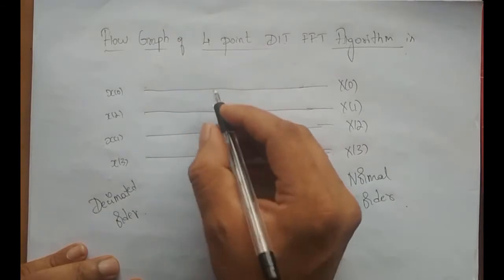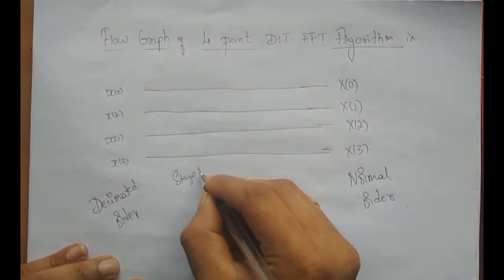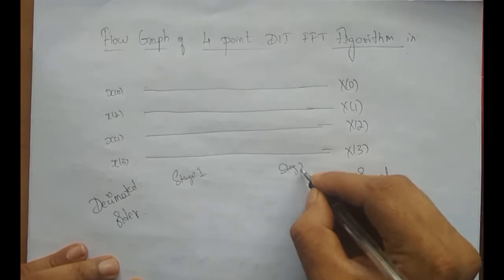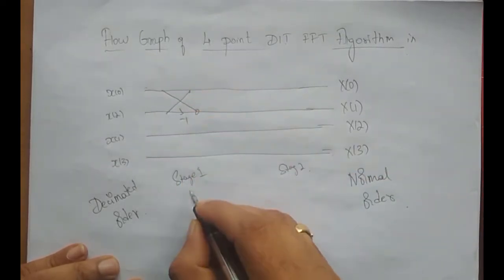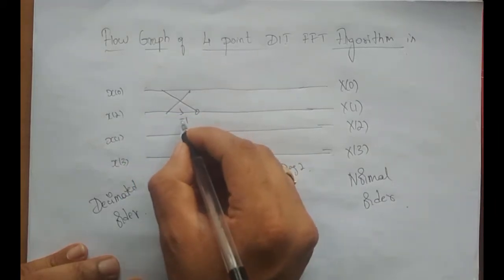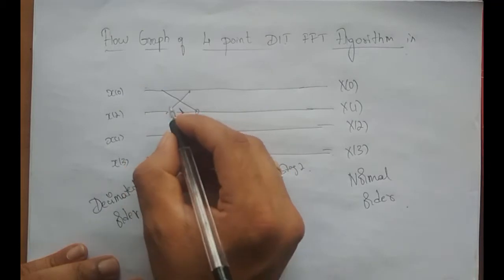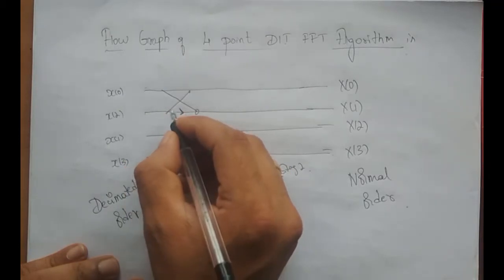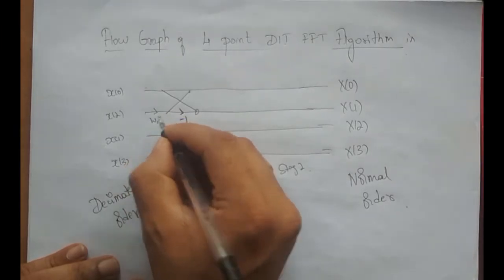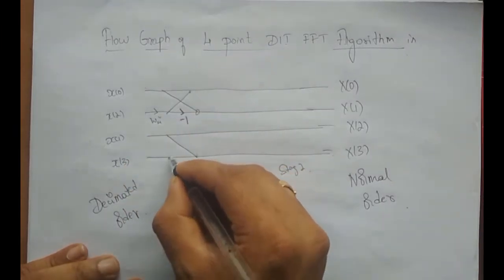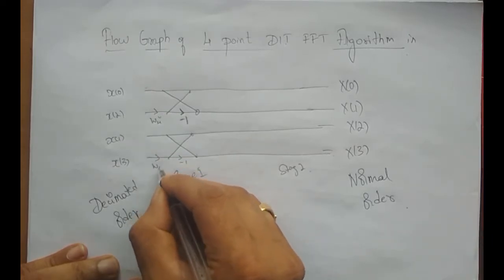Okay, for 4-point I'll be having 2 stages. So this is stage 1 and this will be stage 2. In stage 1, the butterfly is in between the first and second line. The lower middle leg, I have to multiply with -1. The lower left leg, I have to multiply with W4 power 0. And this butterfly repeats in between the third and fourth line. So this is -1, this is W4 power 0.